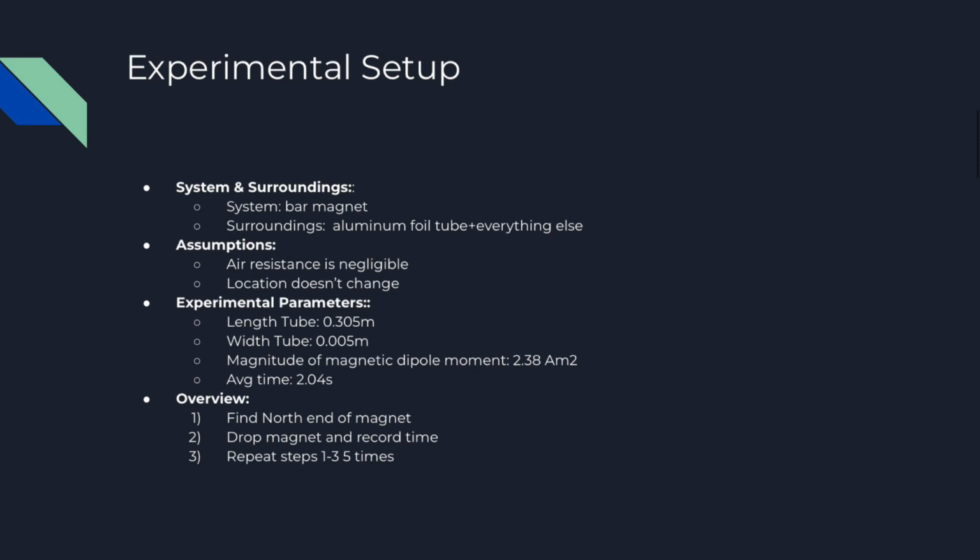For the overview of this experiment, we found the north end of the magnet, dropped the magnet through the tube, and repeated these steps 5 times to get an average.